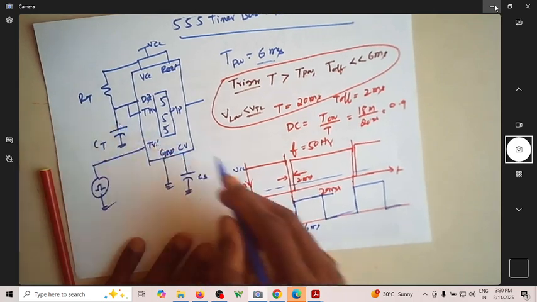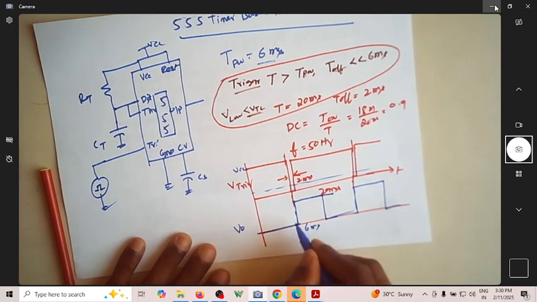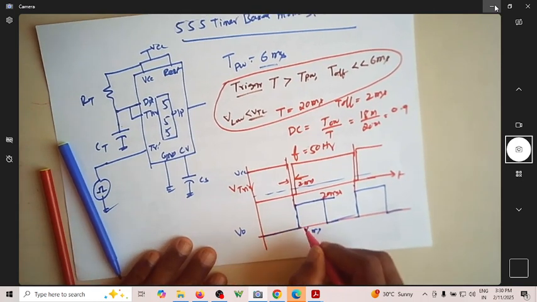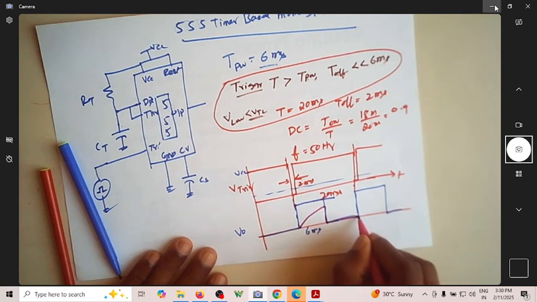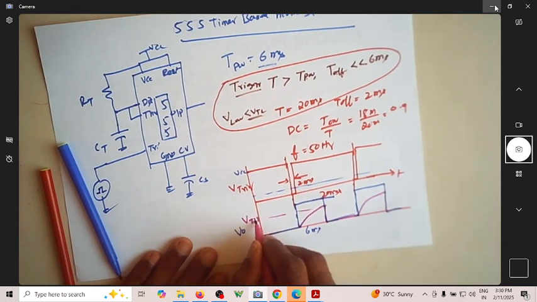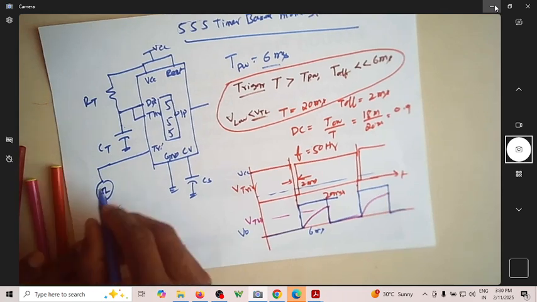Of course, if you see this capacitor, so this is V0. The capacitor will be charging up to VTH. It will come down, and then charge up to VTH again. This is VTH. So this is V trigger.